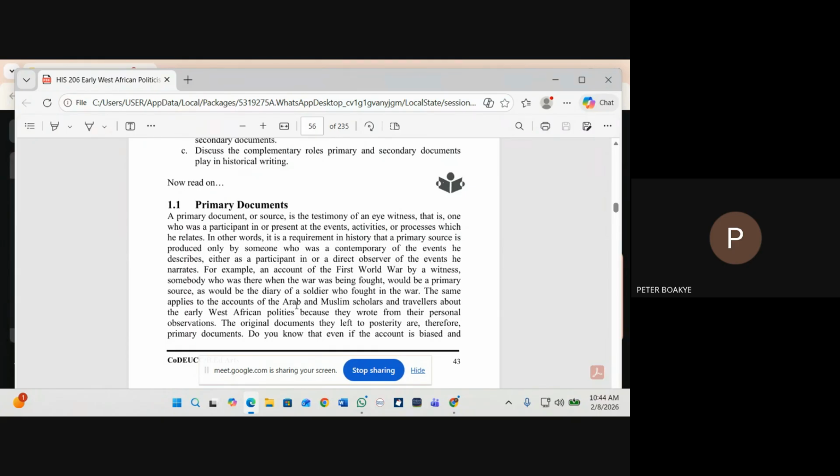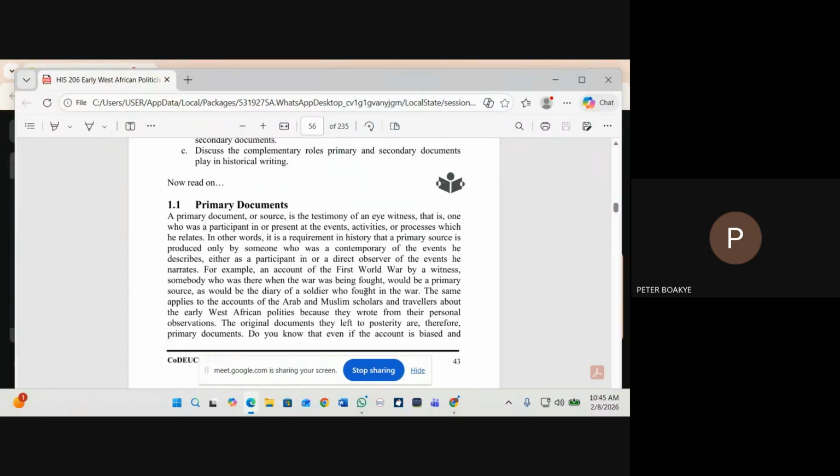In other words, it is a requirement in history that a primary source is produced only by someone who was a contemporary of the events he describes, somebody who saw it, somebody who witnessed it. So, for example, an account of the First World War by a witness, somebody who was there when the war was being fought, is a primary source. As would be the diary of a soldier who fought in the war, what the person wrote.